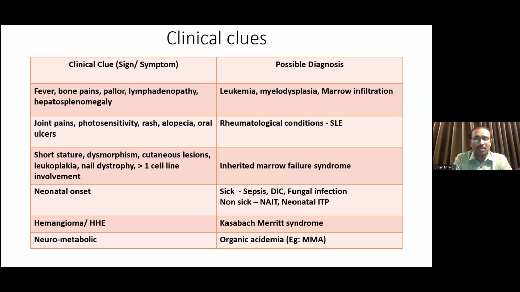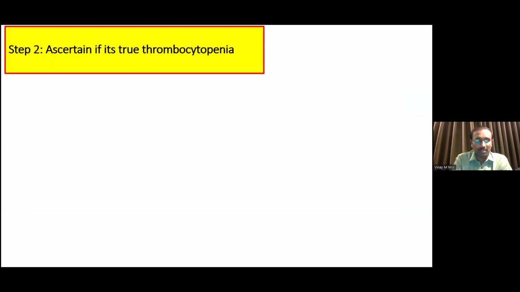Hemangiomas may present with Kasabach-Merritt syndrome and thrombocytopenia. A few of the neurometabolic conditions in children less than 2 years old can present in the ICU, like organic acidemias with thrombocytopenia or other cell line involvement as well.